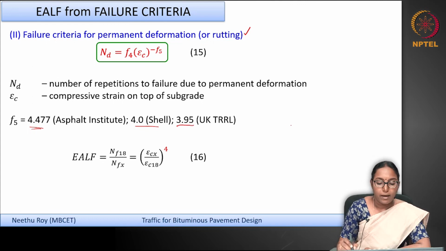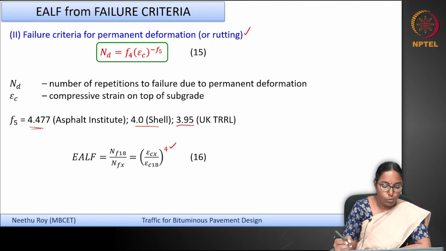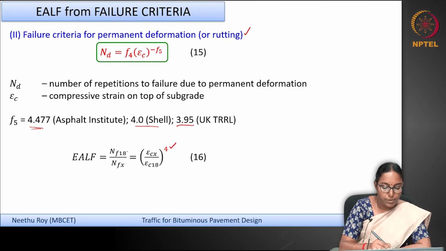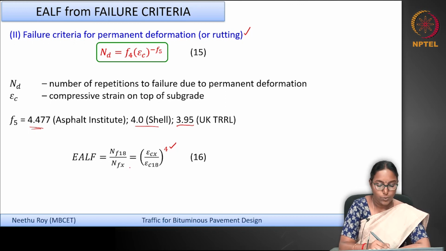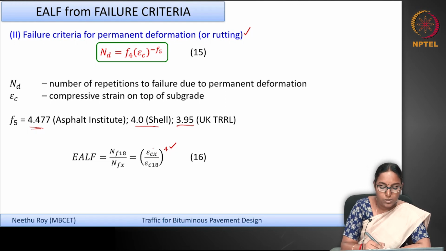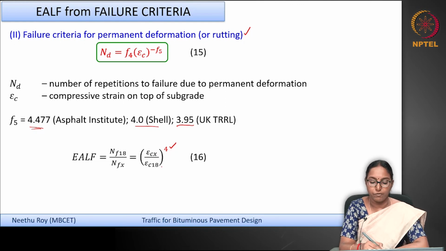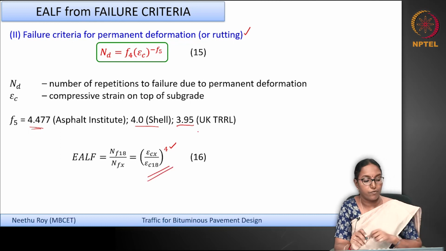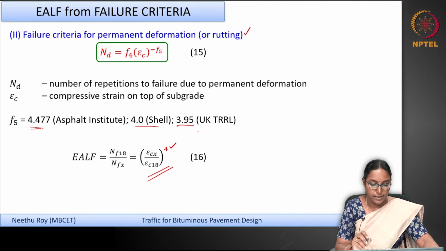So on an average you can take a value of 4, so that the equivalent axle load factor again becomes the number of repetitions to failure due to the 18 kip axle by the number of repetitions to failure due to the axle in question, which becomes epsilon C of x by epsilon C of 18 kip raised to 4. So this becomes the EALF if you are considering the permanent deformation or rutting as the failure criteria.